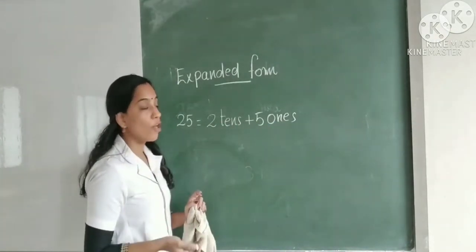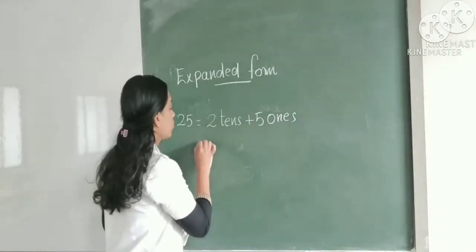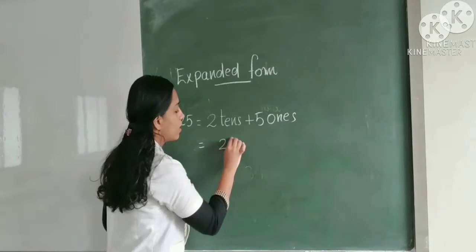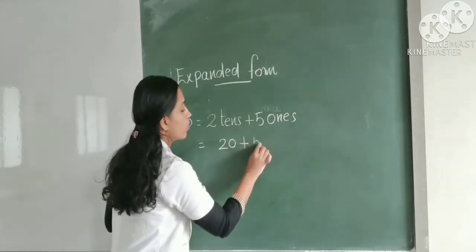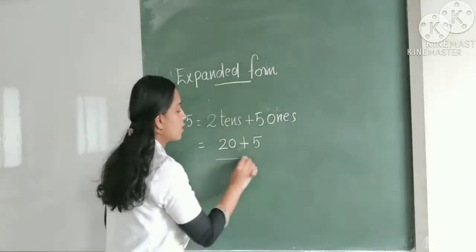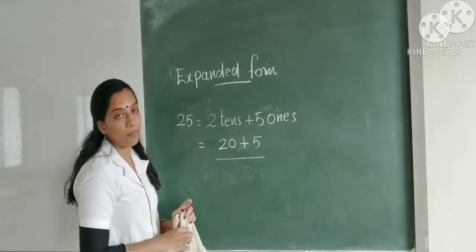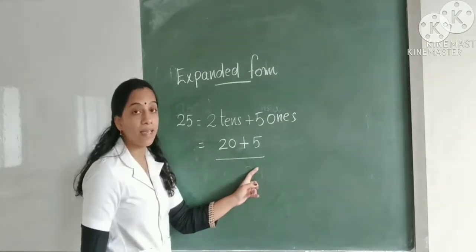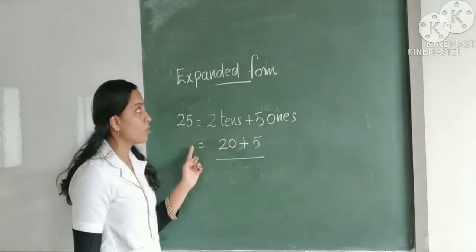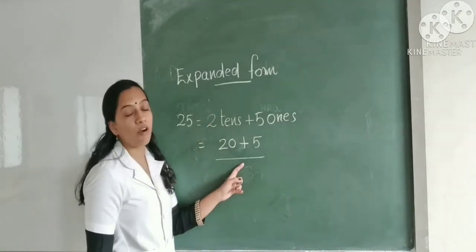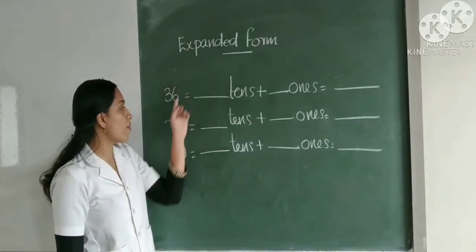We know the value of two tens. What is the value of two tens? Yes, 20. So that's equal to 20 plus, what is the value of five ones? Yes, 5. 20 plus 5. See children, this is the expanded form of the number 25. 20 plus 5 is the expanded form of the number 25. In this way, you can write the expanded form of any number, right? Let us write the expanded form of these numbers.